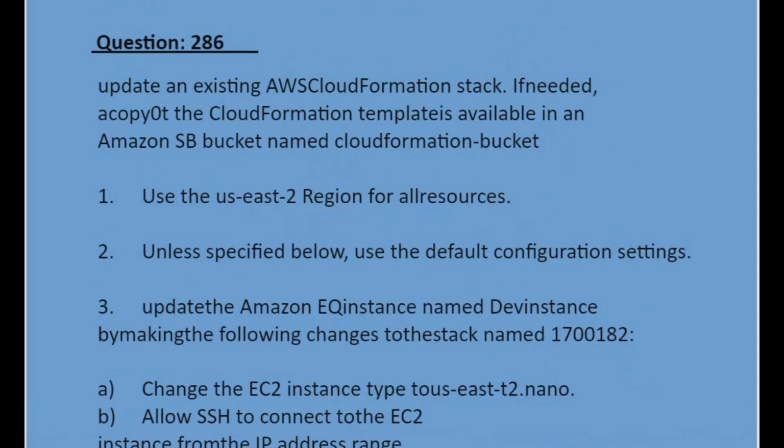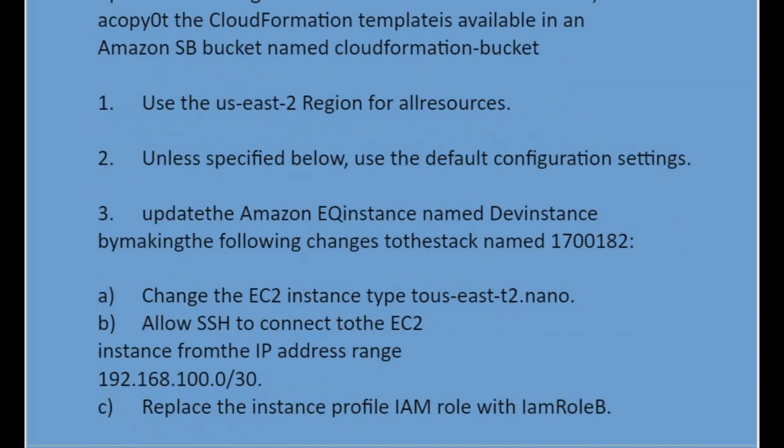Question is, update an existing AWS CloudFormation stack. If needed, a copy of the CloudFormation templates is available in an Amazon S3 bucket named CloudFormation bucket. First, use the US East 2 region for all resources. Second, unless specified below, use the default configuration settings. Third, update the Amazon EC2 instance named dev instance by making the following changes to the stack named this. Now the options are within these numbers.